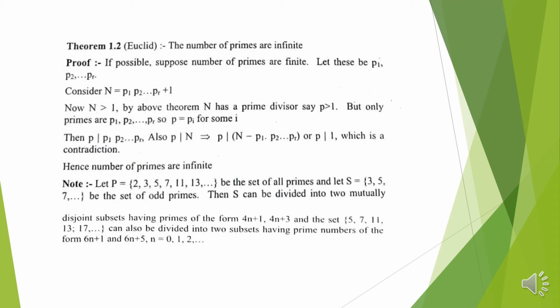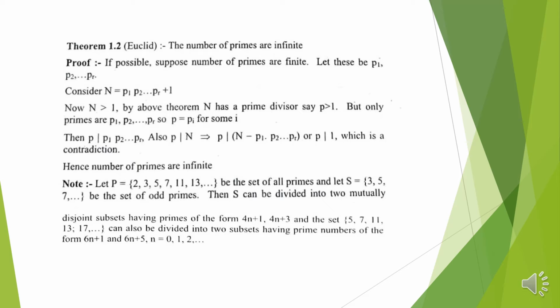Okay, next theorem, that is called Euclid's theorem. The number of primes is infinite. Okay, we have the proof. If possible, suppose the number of primes is finite. We prove this by contradiction. Let these be p1, p2, p3, and pr.